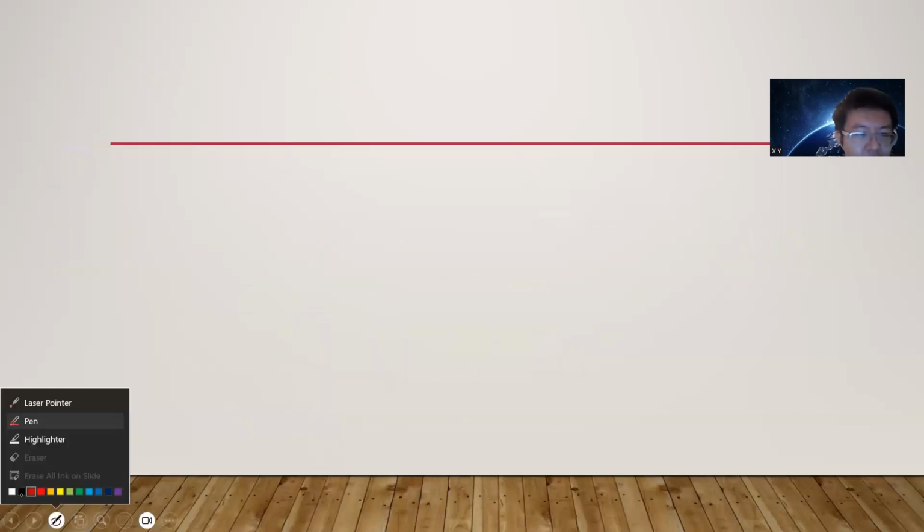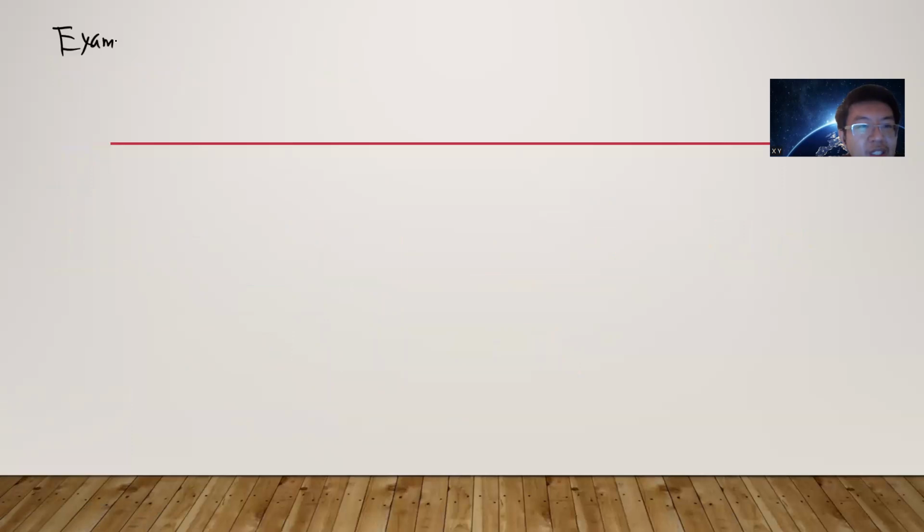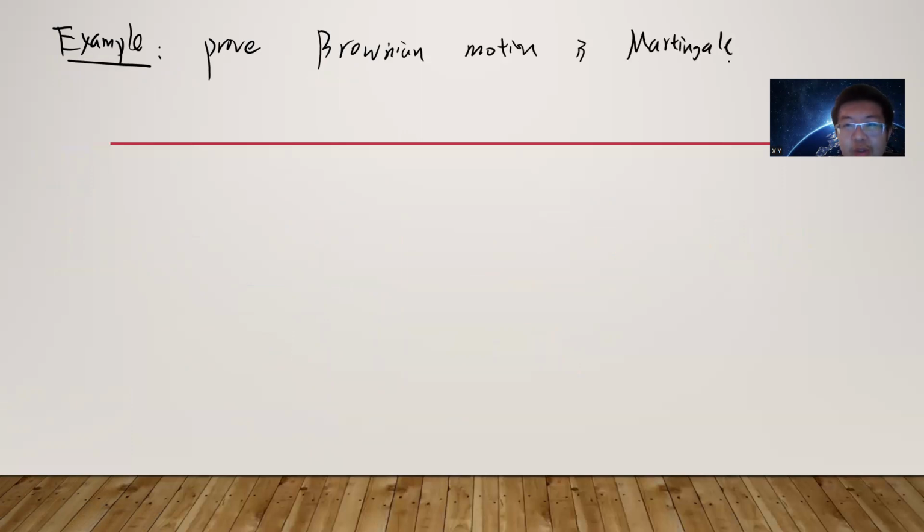Okay, so let's look at some examples. The first example is a homework exercise: let's prove that Brownian motion is a martingale. The proof is very simple, as required by your definition. Usually in mathematics, you should start from the definition and try to prove from it.